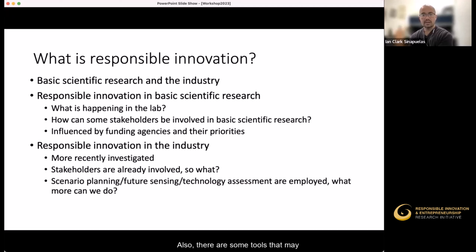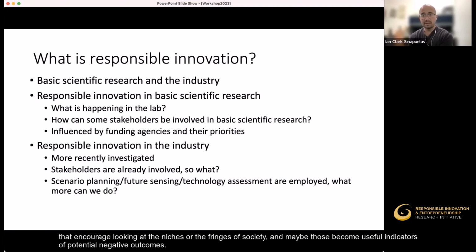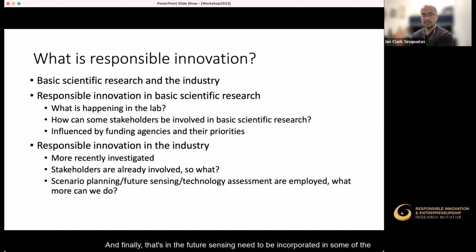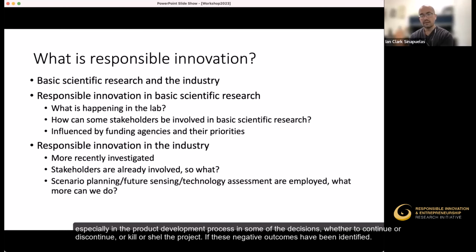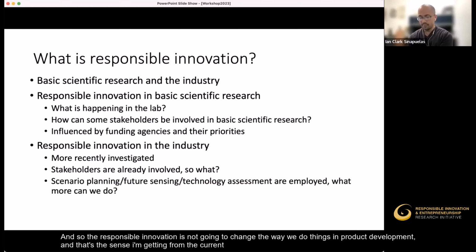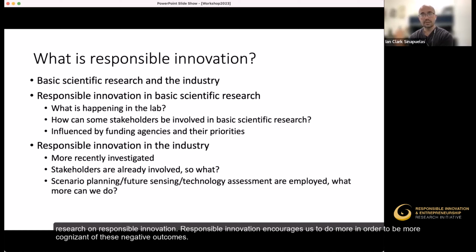Also, there are some tools that encourage looking at the niches or the fringes of society, and maybe those become useful indicators of potential negative outcomes. And finally, future sensing needs to be incorporated, especially in the product development process, in some of the decisions whether to continue, discontinue, kill or shelve the project if these negative outcomes have been identified. Responsible innovation is not going to change the way we do things in product development. And that's the sense I'm getting from the current research on responsible innovation. It encourages us to do more in order to be more cognizant of these negative outcomes.